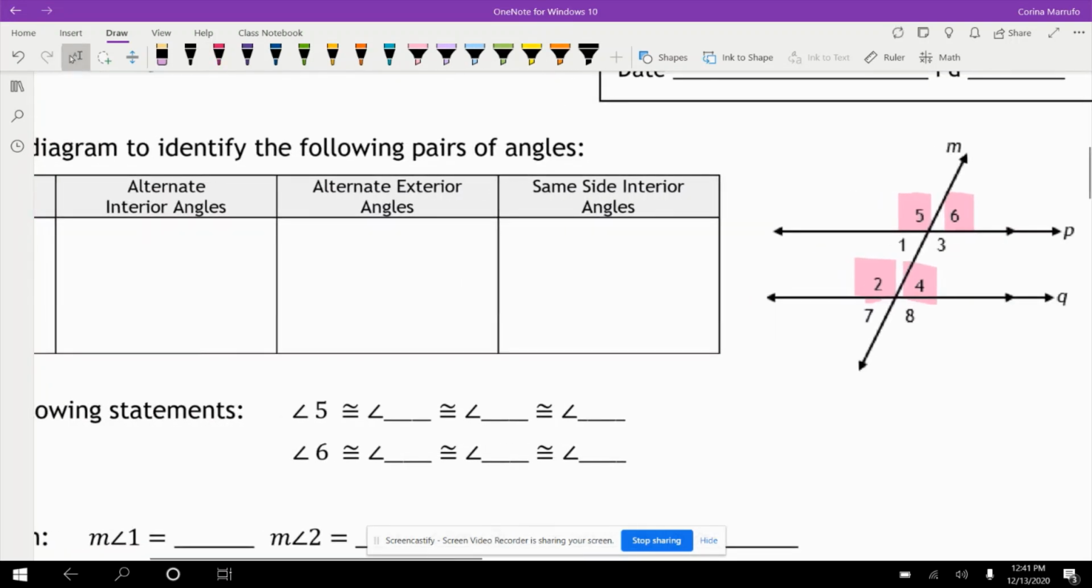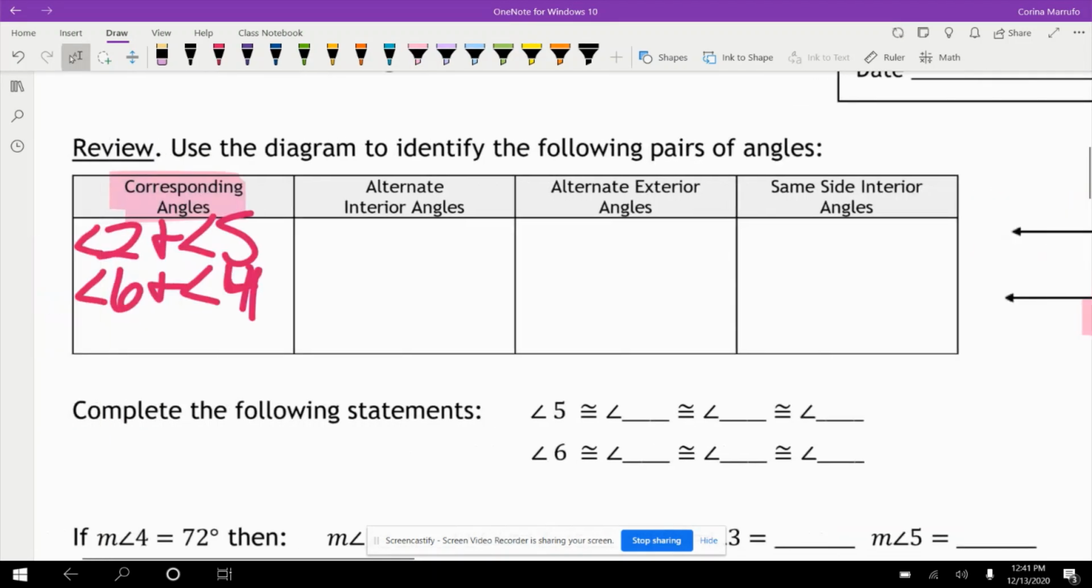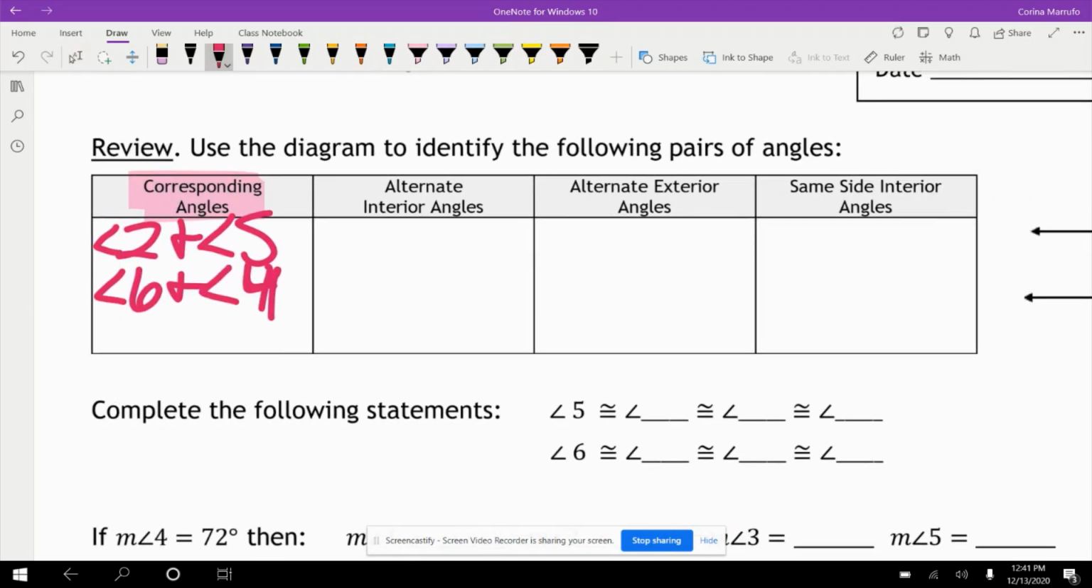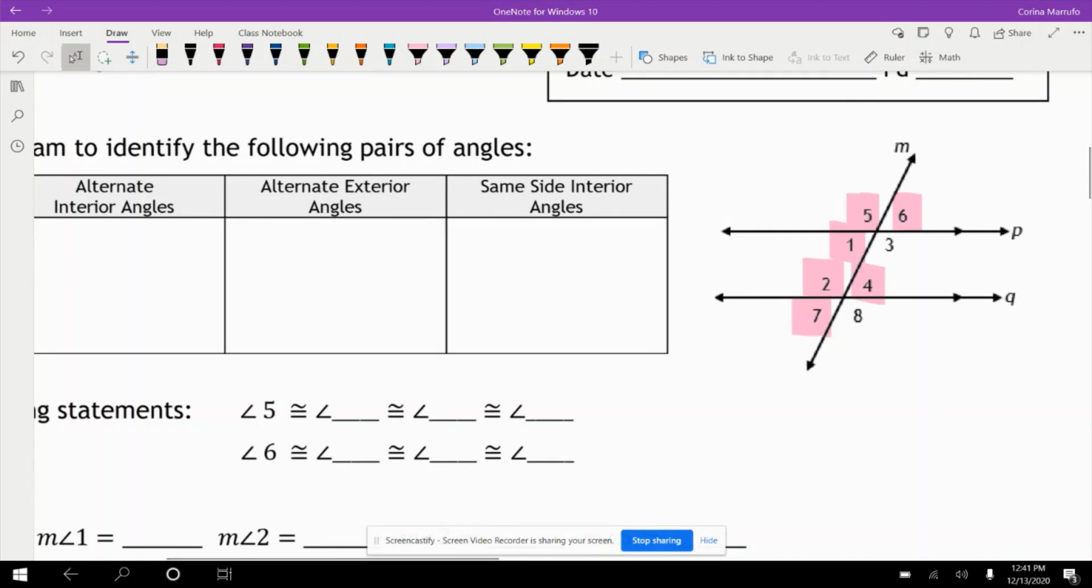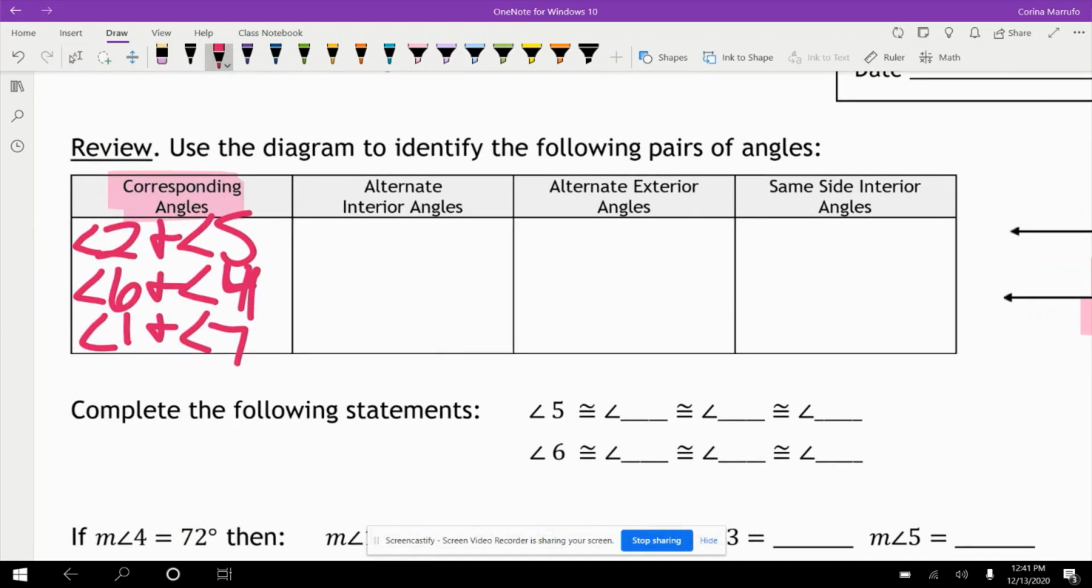And then we look at the next one. Angle 1 and angle 7 are corresponding angles. And then last is going to be angle 3 with angle 8.